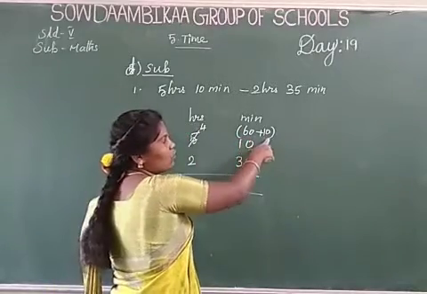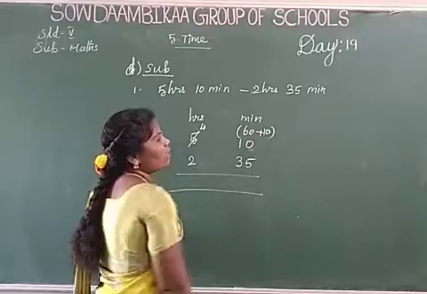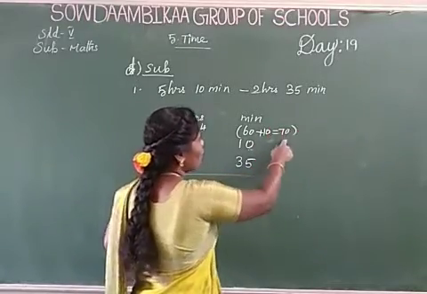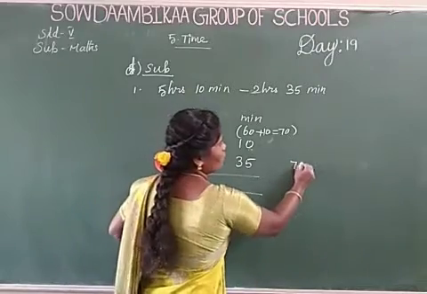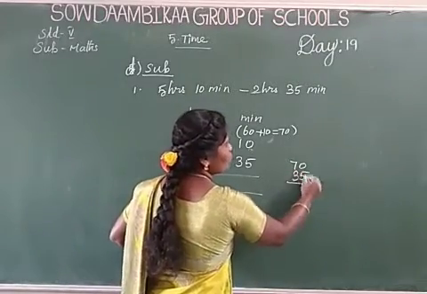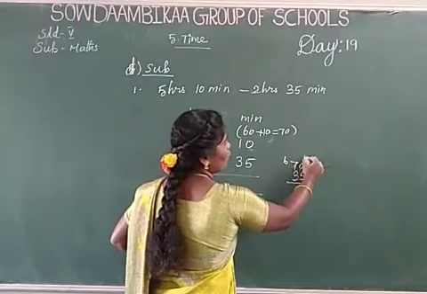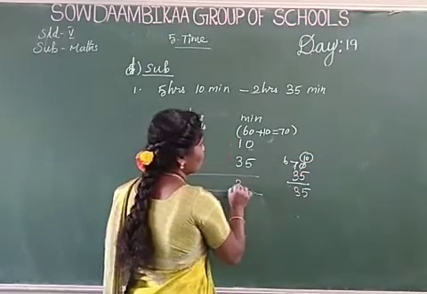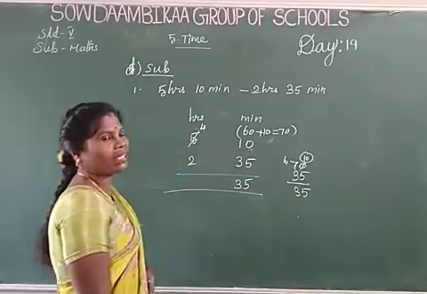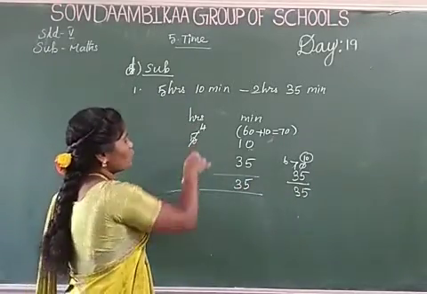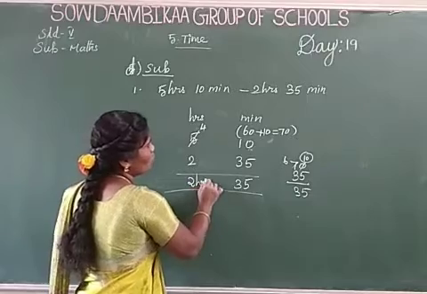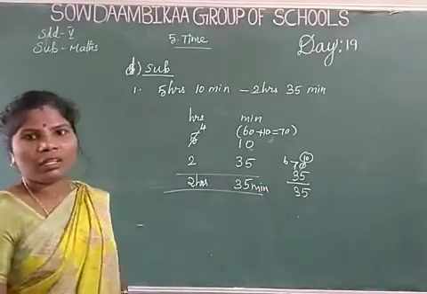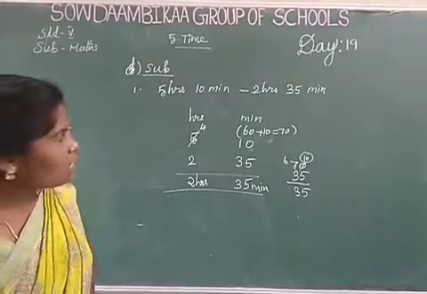Add this 10: 60 plus 10, 70. So 70 minus 35, how much? Here 7 borrow 10, 10 minus 5, 5. 6 minus 3, 3. So the answer is 35. Here 4 minus 2, 2. 2 hours 35 minutes. Okay. The next sum.